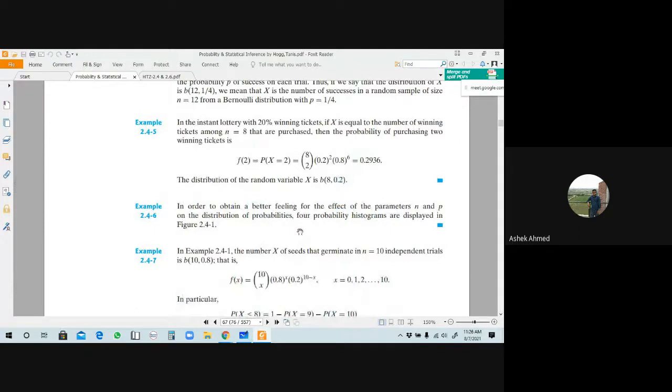Now we want to give some questions from this example. We can create some questions from this problem. Since you tell me the probability of purchasing two winning tickets, that was this. Is it right? Respond to me.